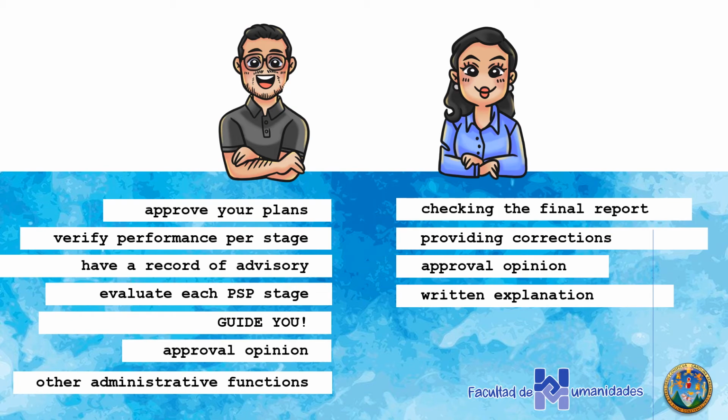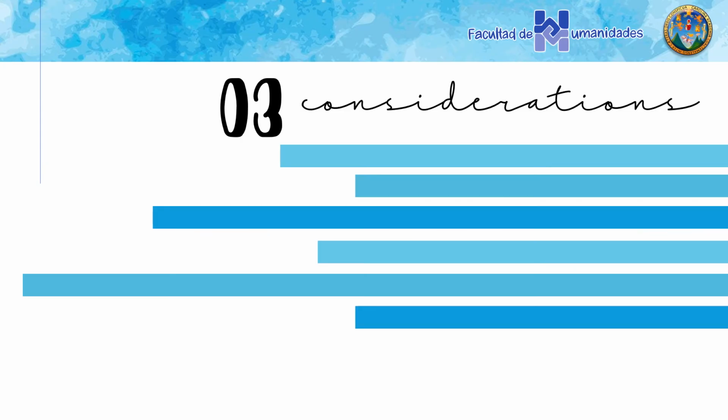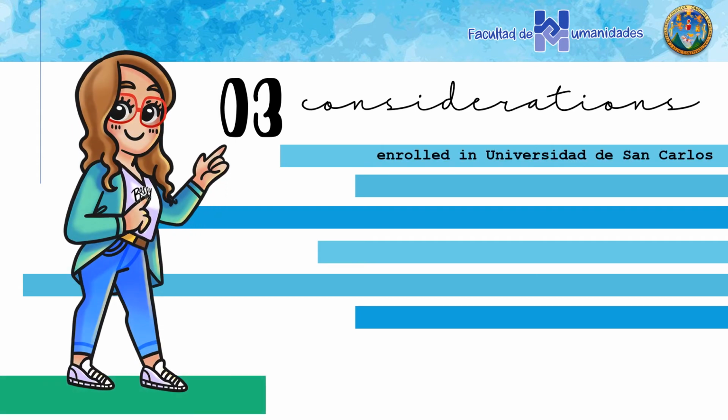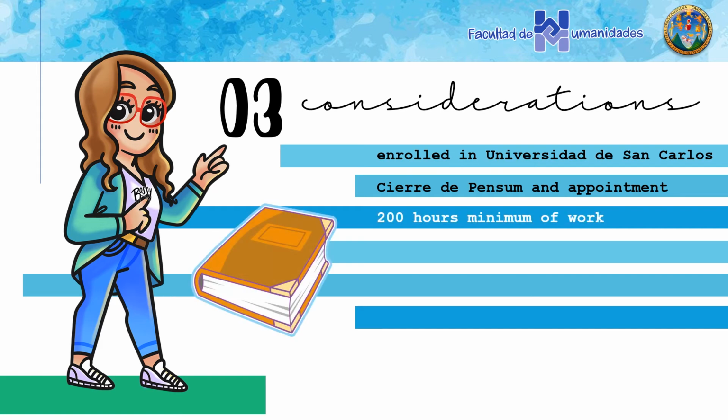So you can begin or continue with your PSP, remember you must be officially enrolled in Universidad de San Carlos, have cierre de pensum, and be recognized as a PSP student by the Departamento de Extensión. This happens once you are appointed an advisor. As a PSP student, you must understand and respect Normativo para el Ejercicio Profesional Supervisado. Complete a 200 hours minimum of work as long as the objectives have been accomplished.